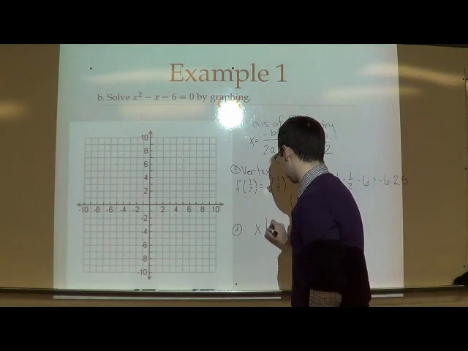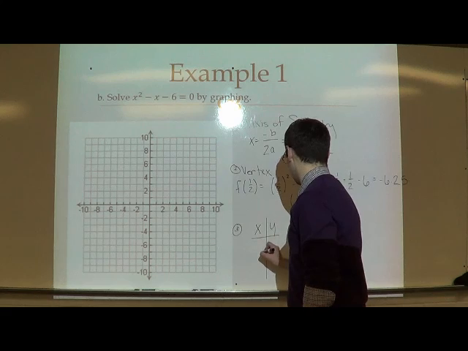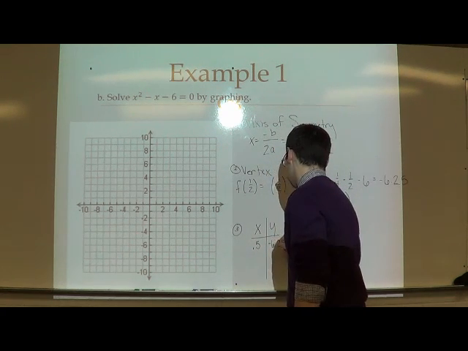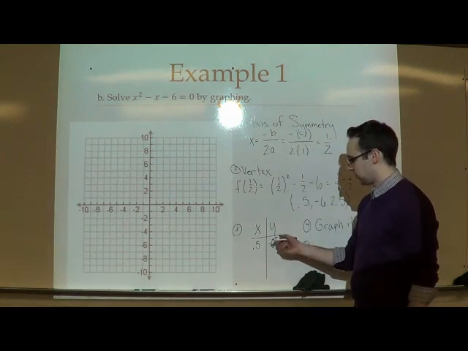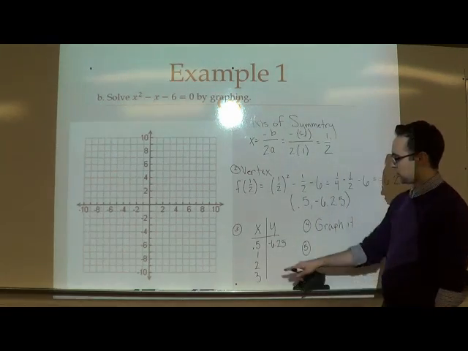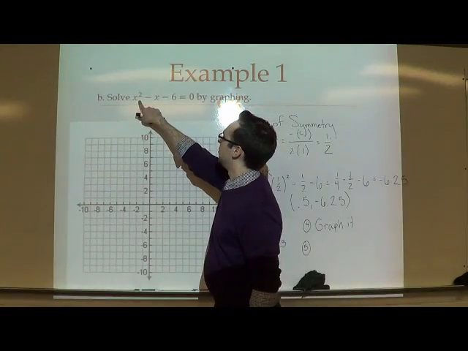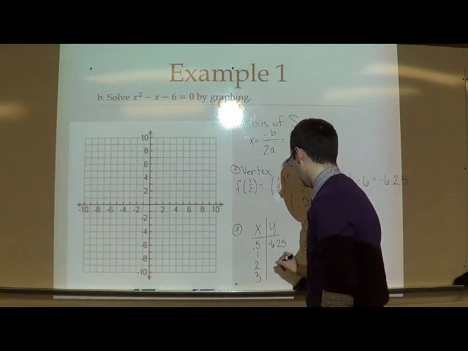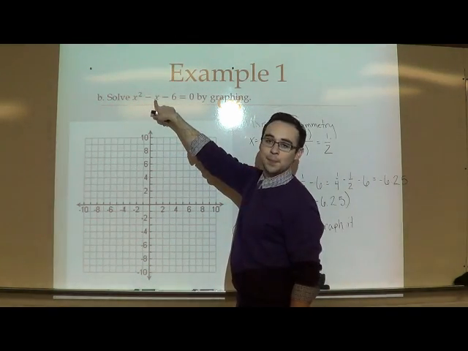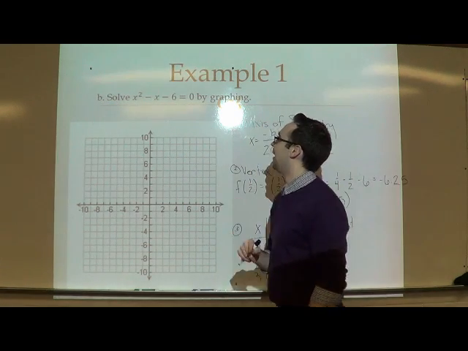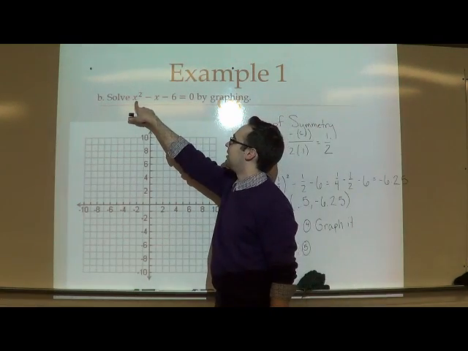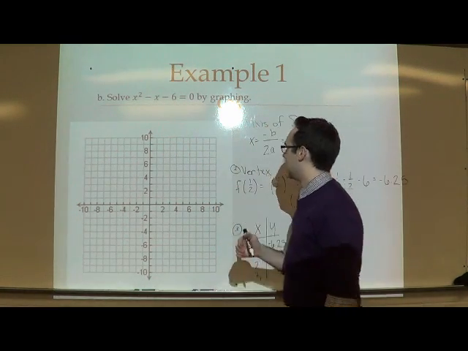Table of values is next. So we already have one value of it, it's 0.5 and -6.25. Now instead of me jumping and doing this by halves, I'm going to jump to 1 and then we can go to 3. So if I jump to 1, 1 squared is 1, minus 1 is 0, minus 6 is a -6. 2. 2 squared is 4, minus 2 is 2, minus 6 is -4. 3. 3 squared is 9, minus 3 is 6, minus 6 is 0.